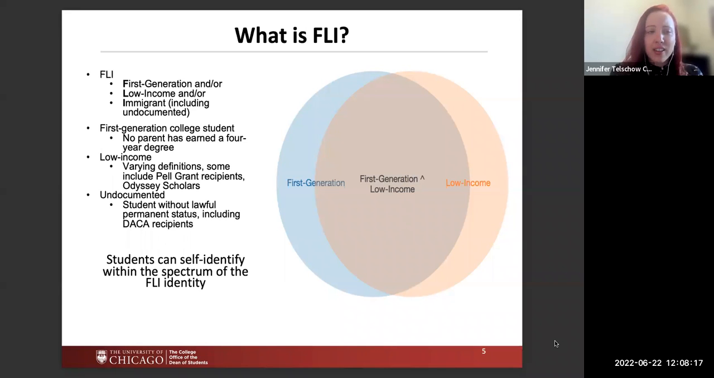So again, these terms, we don't check at the door if you identify as this, or if you don't have a parent degree listed on your record. There is no way that we check for that. So we are open to students who identify with any part of this identity.